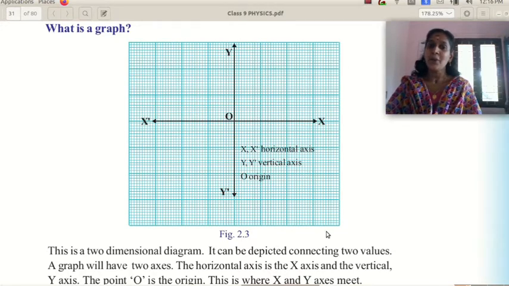For drawing or plotting a graph, we need two values. It is plotted on two axes. Here, this x to x dash is called the x-axis. This y to y dash is called the y-axis. These two axes, x-axis and y-axis, meet at a point in the middle. That point is called the origin.